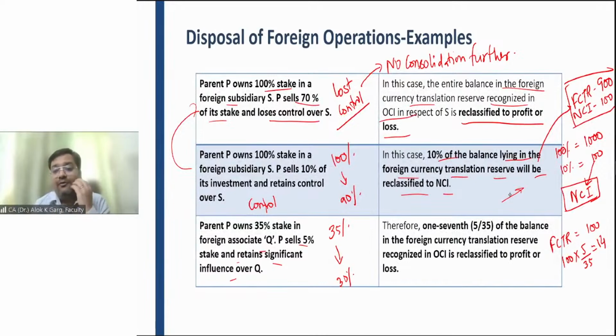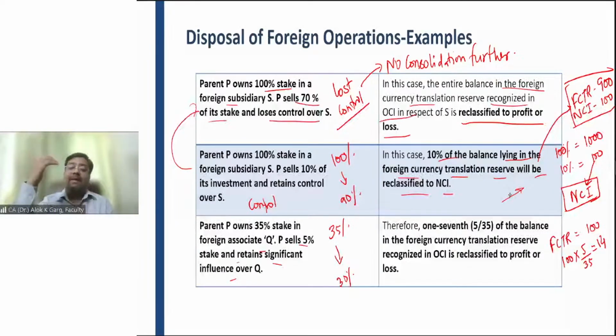Yes, Namrata, you have to check whether the entity is losing control or not. If the entity is losing control, life is very simple. Whatever FCTR closing balance is there, you just need to throw it to the P&L, right? It will be a distributable thing. But if it is not losing control, it is still having control, then to the extent of the stake which you have foregone, which you have sold out, you have to transfer the FCTR to non-controlling interest.